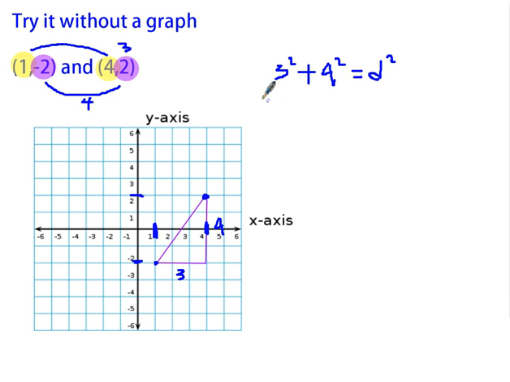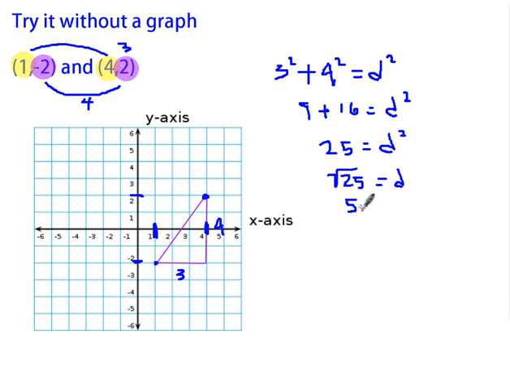As I work through this Pythagorean theorem, I would get 9 plus 16 is equal to d squared. 25 is equal to d squared. The square root of 25 is equal to d, so 5 is equal to d. Let's try that without drawing the graph at all.